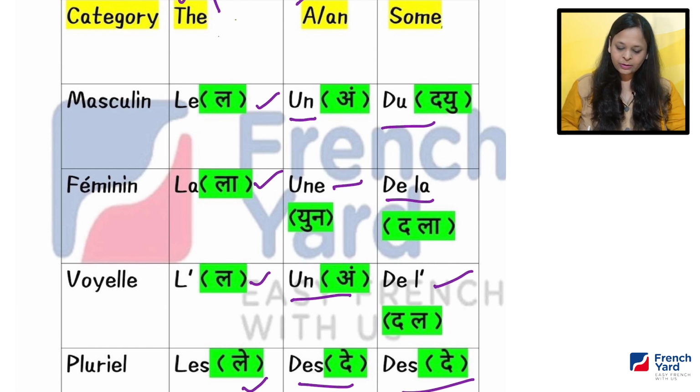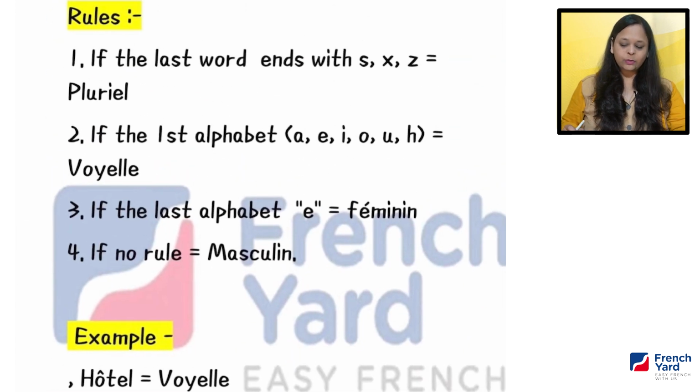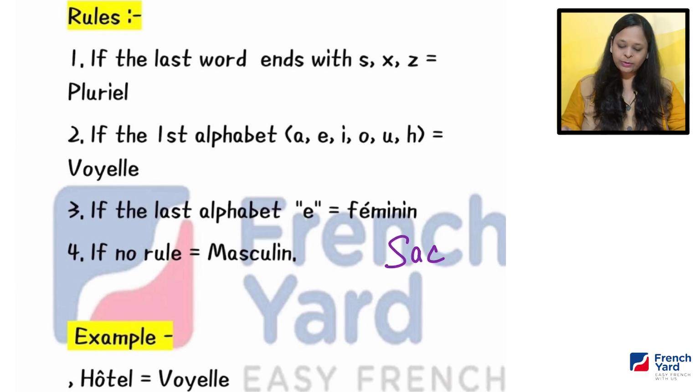Okay, now let's see how to put a word into the correct category in French. I have taken a word as an example, which is sac, and I'm going to apply the rules. I would like to repeat that these rules do not exist in French. Ideally, if you read a grammar book or any French website, you will not find these rules written anywhere. But these rules are practically workable on French. If you apply them, they will work.